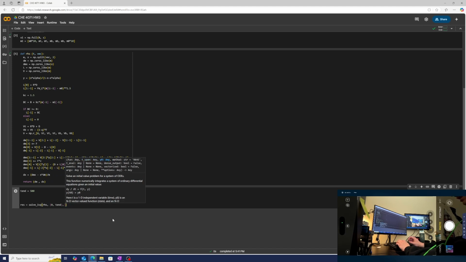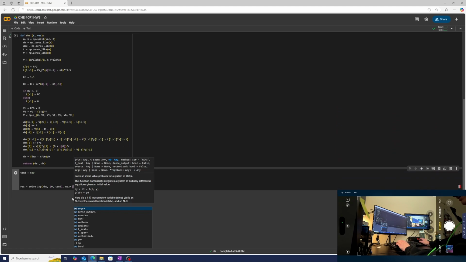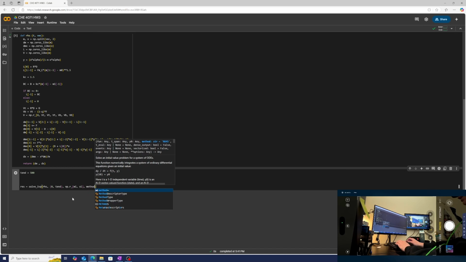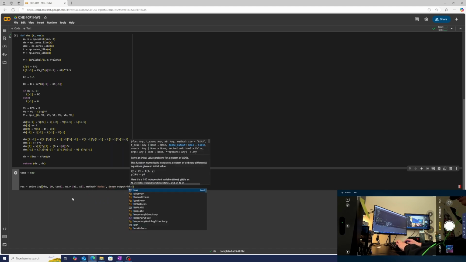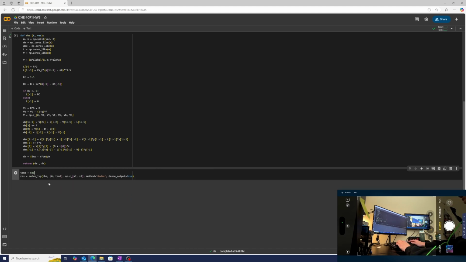We need our initial guesses, so this is going to be our np row concatenation of our m first and our x second, so this will be m i, x i. We'll use our method equal to Radau, and our dense output will be equal to true. So I guess we can see if this works.